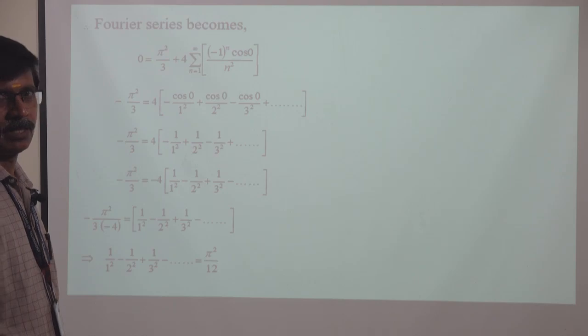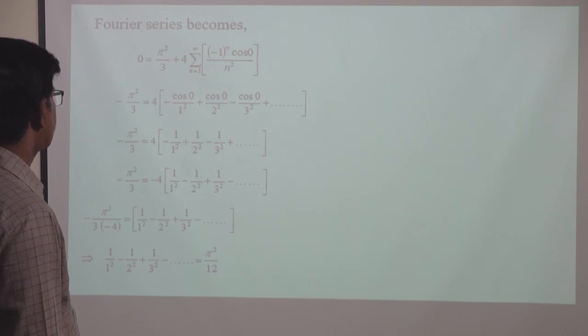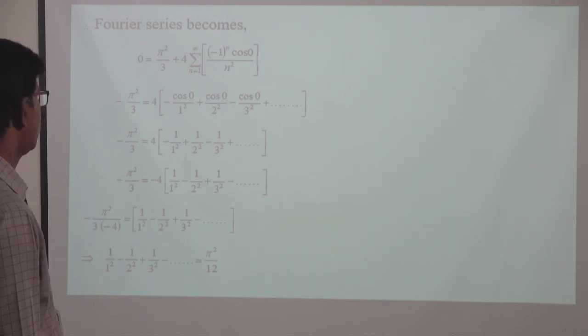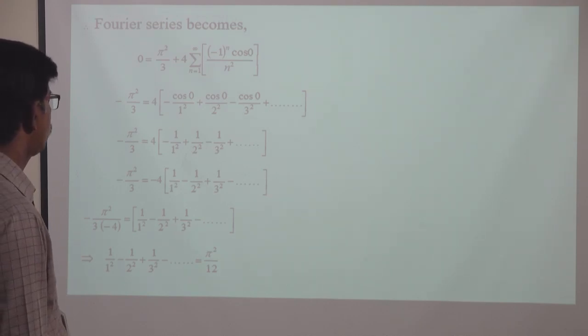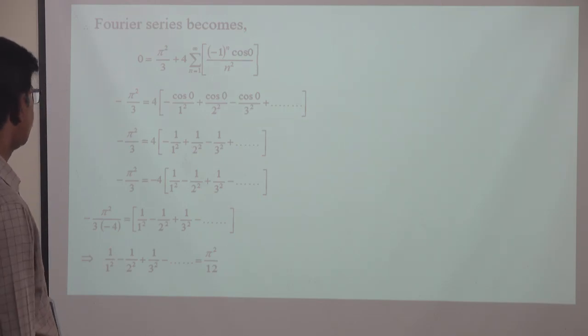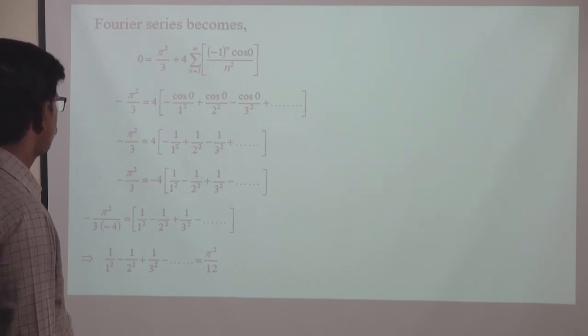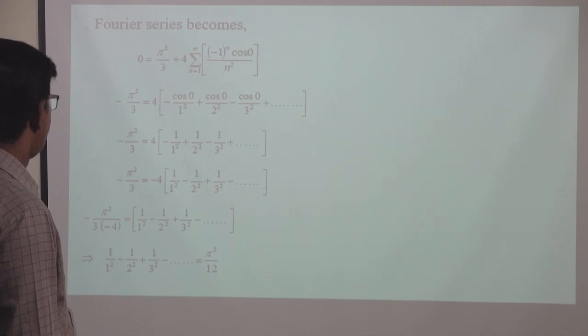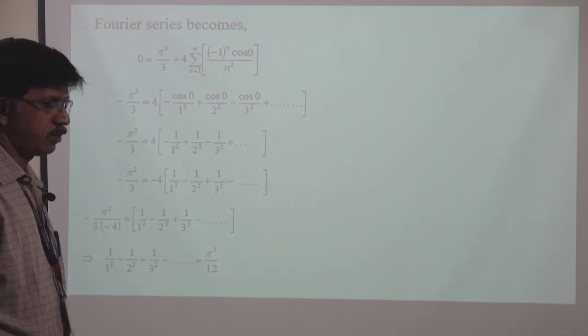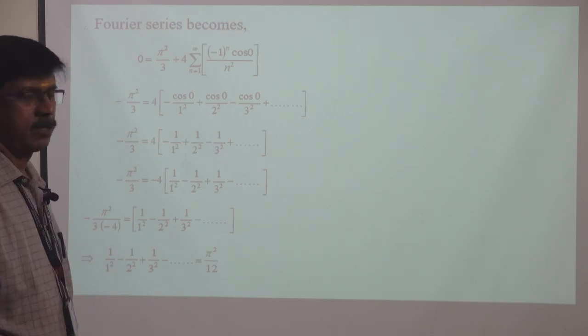If we expand the series, we will get minus pi square by 3 equal to 4 into minus cos 0 by 1 square plus cos 0 by 2 square minus cos 0 by 3 square plus etc. Cos 0 is nothing but 1, then the series will become minus pi square by 3 is equal to 4 into minus 1 by 1 square plus 1 by 2 square minus 1 by 3 square plus etc. Therefore, if we simplify this, we will get the result as 1 by 1 square minus 1 by 2 square plus 1 by 3 square plus etc. is equal to pi square by 12.